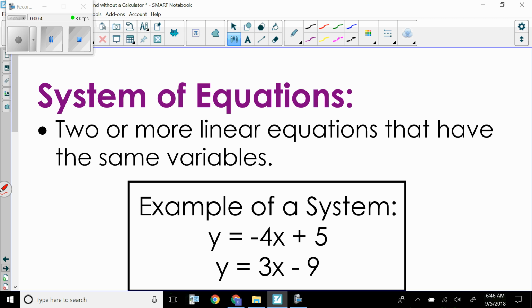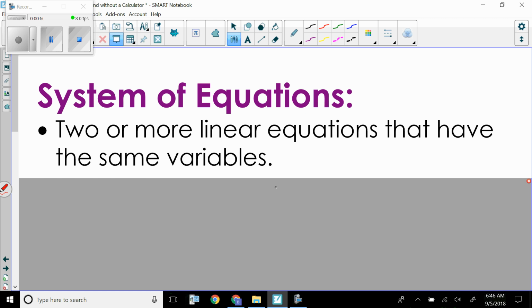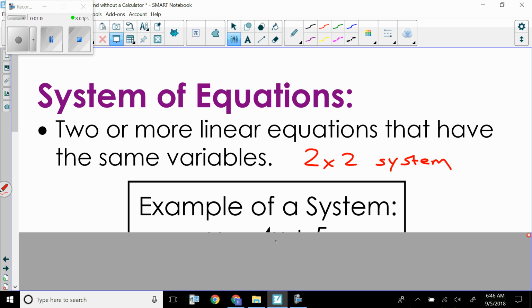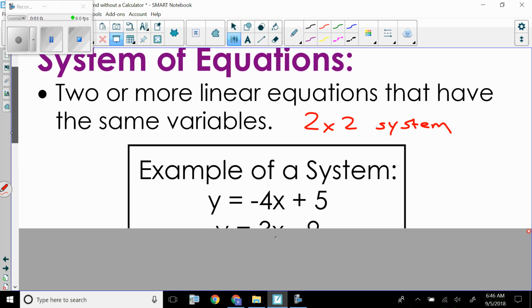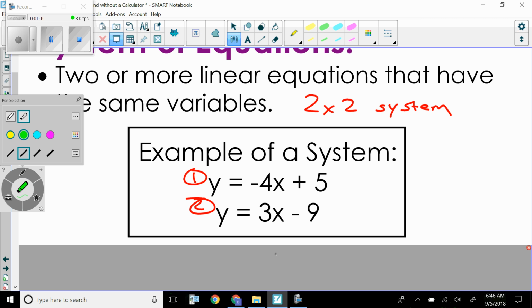The first thing that we should do is we probably should define what a system of equations is. So a system of equations are two or more linear equations that have the same variables. Okay, there will be two different variables. This is known as a 2x2 system, because there are going to be two equations, 1 and 2 there, and then they each have the same two variables.